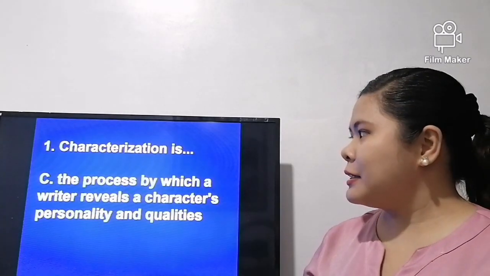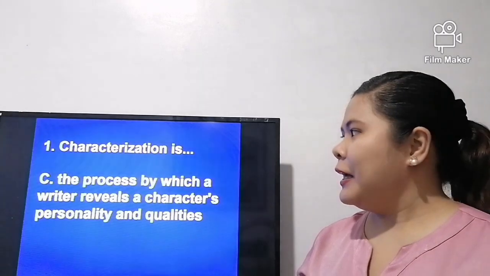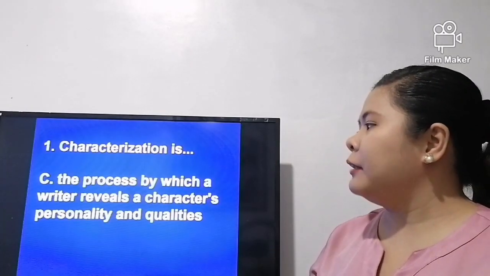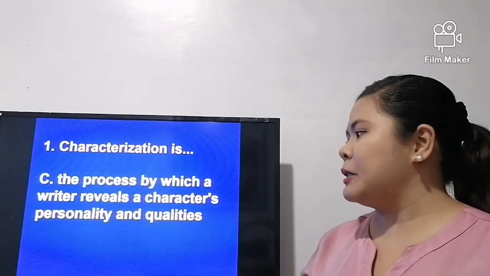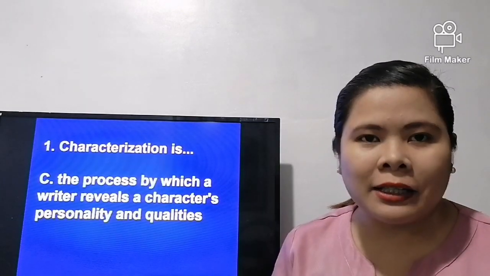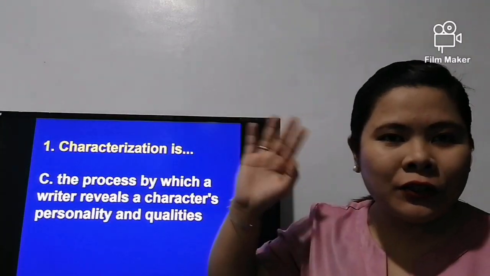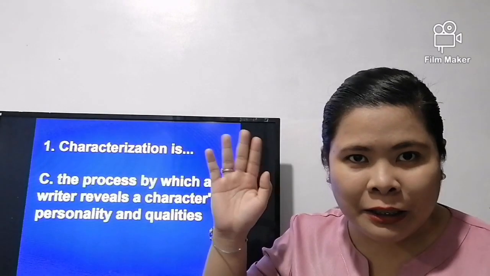Very good. It's letter C. The process by which a writer reveals a character's personality and qualities. Who got it right? Raise your hand. Honesty is the best policy.